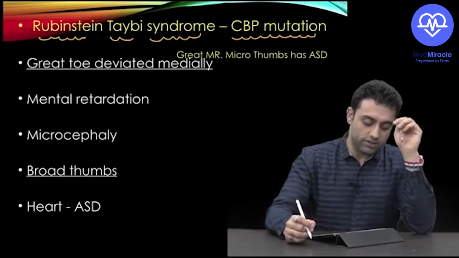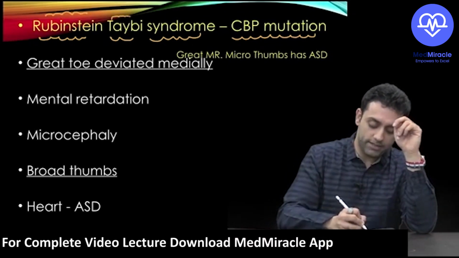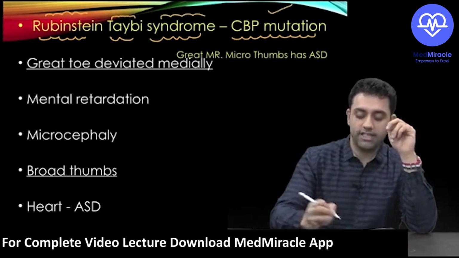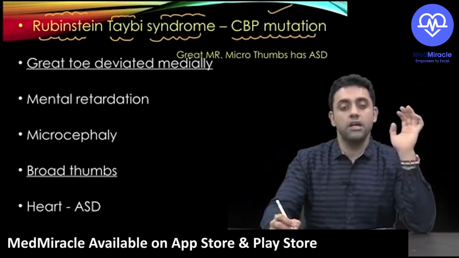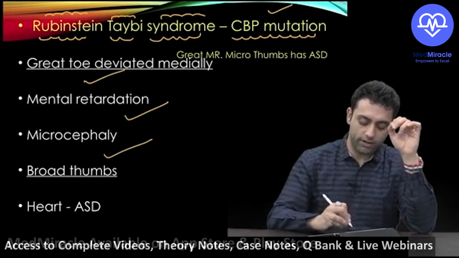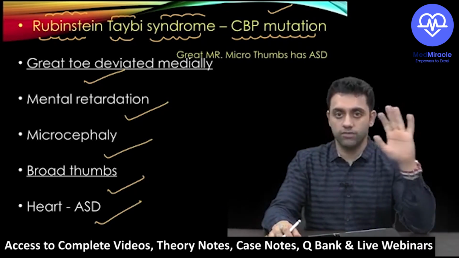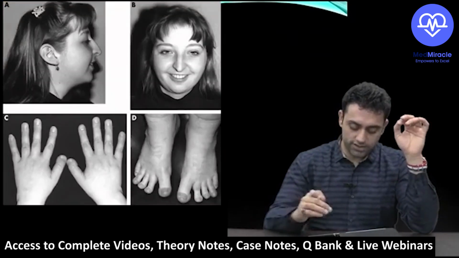Okay, I'll repeat again. What are we reading? Rubinstein-Taybi syndrome. In that you have CBP gene mutation, and the points you saw were great toe deviated medially, mental retardation, microcephaly, broad thumbs, and ASD. That finishes Rubinstein-Taybi syndrome. Done? Done. And then one more photo just for your general knowledge.